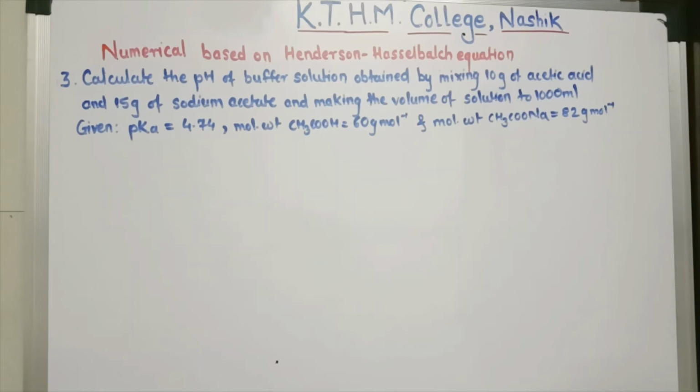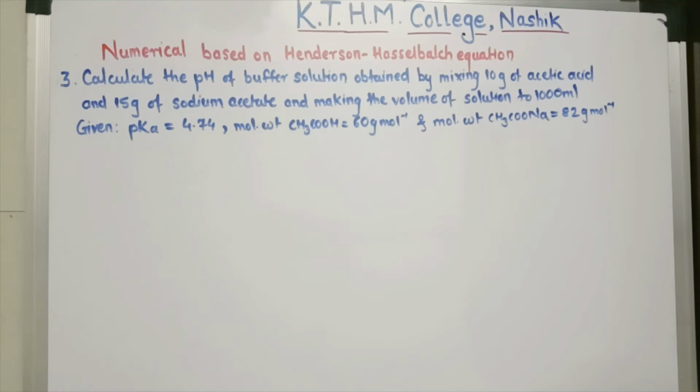Next question is, calculate the pH of buffer solution obtained by mixing 10 gram of acetic acid and 15 gram of sodium acetate and making the volume of solution to 1000 ml. Given the pKa is equal to 4.74, molecular weight of acetic acid is equal to 60 gram per mole and molecular weight of sodium acetate is equal to 82 gram per mole.